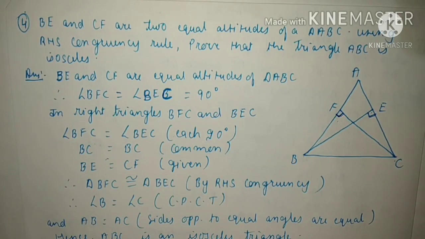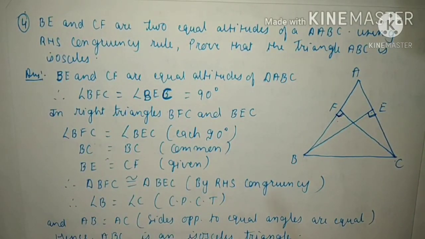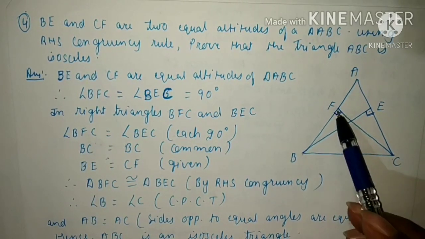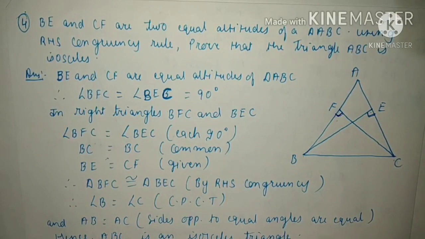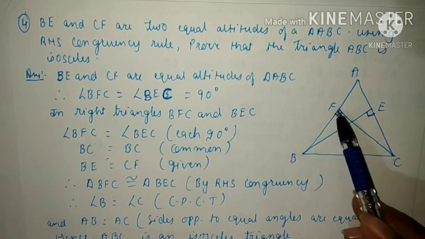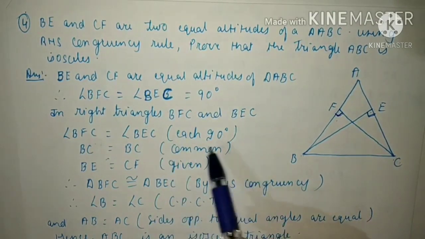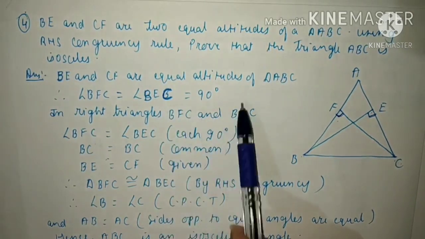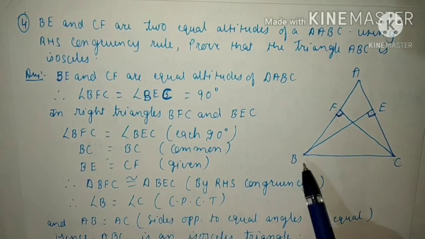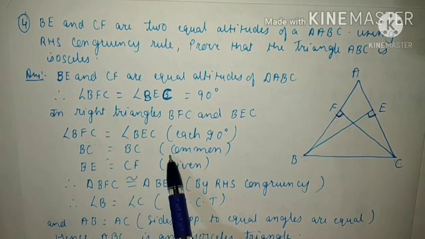Now since we have to prove this question by using RHS congruency rule, we will take two right-angled triangles. The first one is BFC and the second one is BEC. Now in these two right-angled triangles, first of all, angle BFC is equal to angle BEC. Why? Each is 90 degrees, which we have already written above. Now after that, side BC is common in both the triangles, so BC equals BC, common.